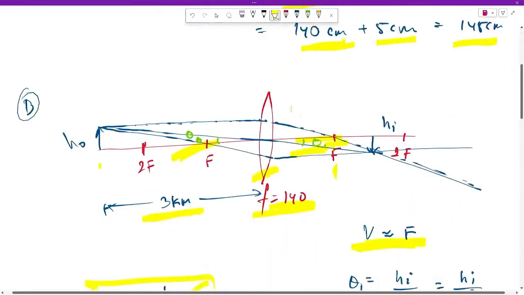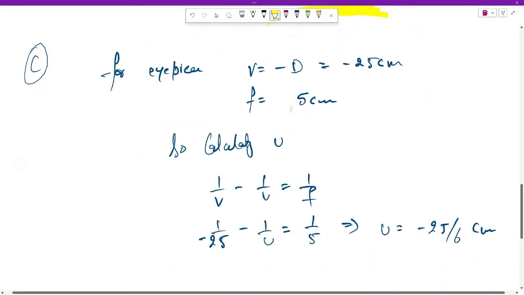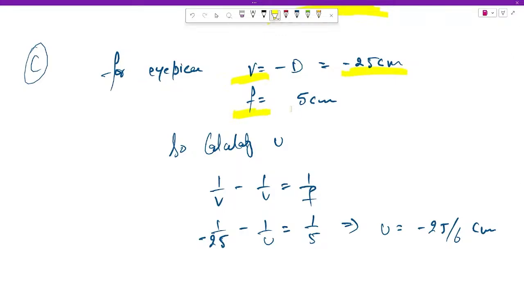So in this case for the eyepiece, we have been given V, that is the final image position, that is 25 centimeter. We have been given the value of F, that is focal length, of 5 centimeter. Using the lens equation, we can find out the only unknown, that is U, the object position from the eyepiece. So calculating U, we will get a value of 25 by 6.